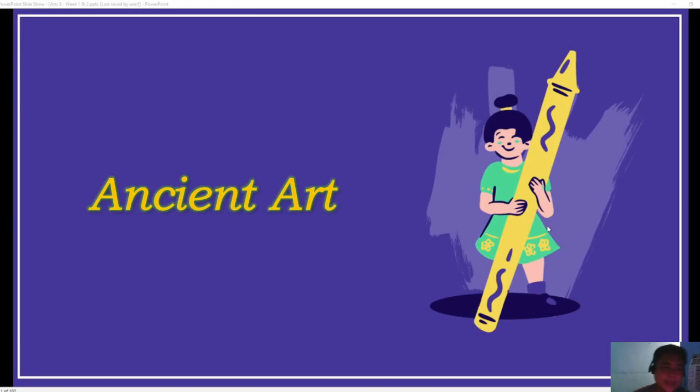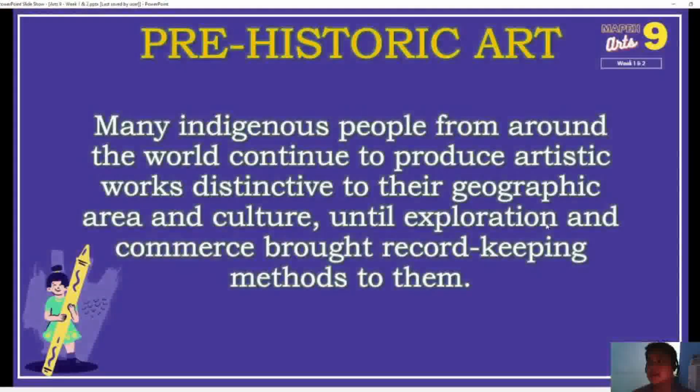Let's start with the ancient art. So under ancient art, we have prehistoric and Egyptian art. For prehistoric art, or before history, many indigenous people from around the world continued to produce artistic works distinctive to their geographic area and culture, until exploration and commerce brought record-keeping methods to them.